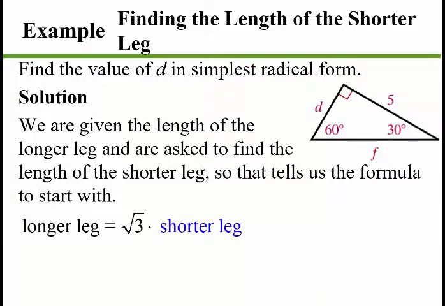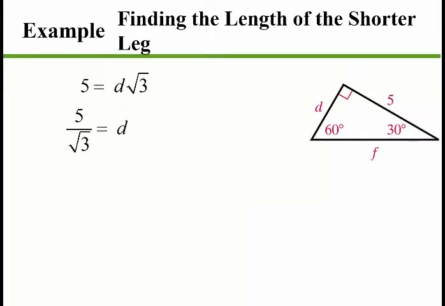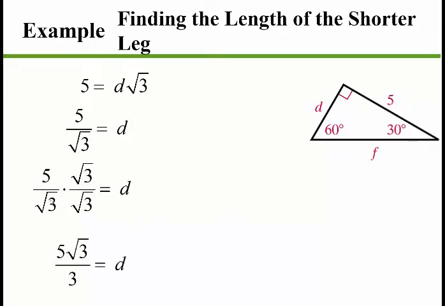So longer leg is equal to square root of 3 times the shorter leg. Well, plugging in 5 and d for the shorter leg, you get 5 is equal to d square root of 3. So all you have to do now is divide by the square root of 3 like this. You're going to have to rationalize the denominator. So whatever the fraction or the radical is in the bottom of the fraction, times by the square root of 3 over the square root of 3. Square root of 3 times square root of 3 gets me just 3. And the distance here is 5 square root of 3 divided by 3.